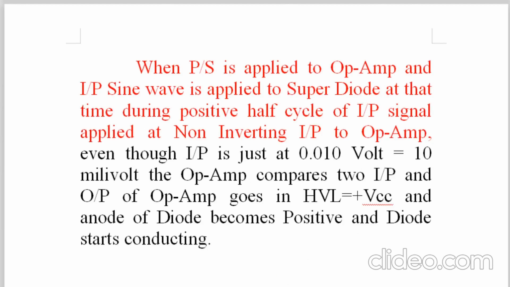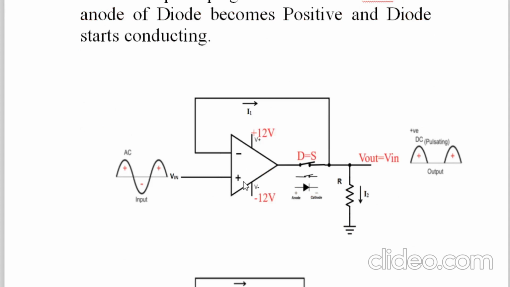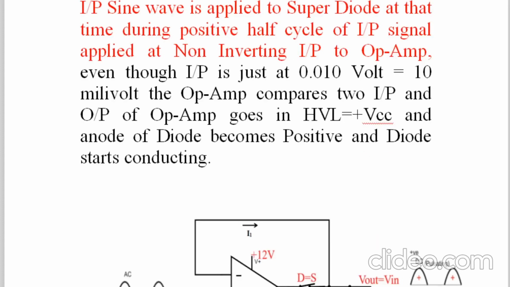As soon as the input at the non-inverting pin, the positive pin, becomes 10 millivolt, greater than the inverting voltage, which was how much? 0 volt. So the op-amp will compare this voltage and that voltage. The voltage at the inverting pin is 0 volt, which initially we considered. The voltage at the non-inverting pin is 10 millivolt, and as soon as the op-amp observes that the voltage at the positive terminal is greater, it will force its output to HVL. That is the basic understanding of the op-amp.